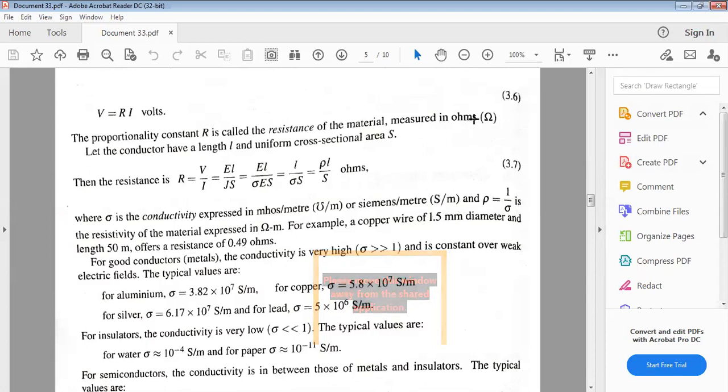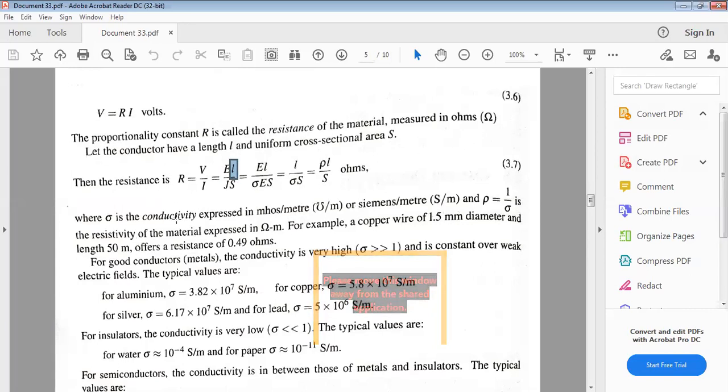From the above relations, voltage and current are represented as E into D and J into S. Here E into D is represented as E into L. J into A is represented as J into S. S is the surface area, so the notation here is taken as S. Here D is taken as L. Substituting those, J equals sigma E, and R equals rho L by S, or rho L by A. This is the fundamental expression. We got it.